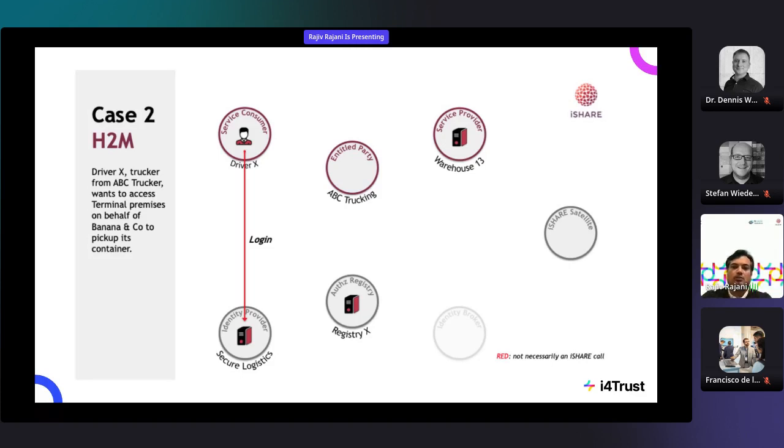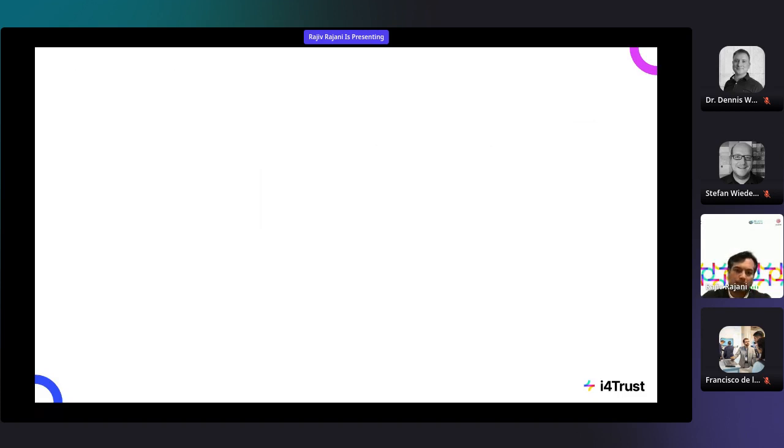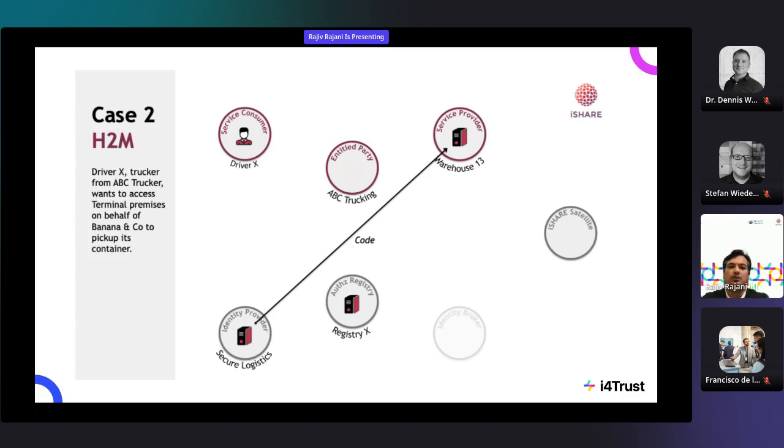Now driver X, because it selected Secure Logistics, it knows its identity provider login screen. It finds it familiar, so it provides all the credentials. It is known within Secure Logistics. And with that credential, Secure Logistics authenticates driver as a valid driver, right? However, in order for service provider to receive all that information, it first sends the code back to the service provider using which it can get an access token, right?